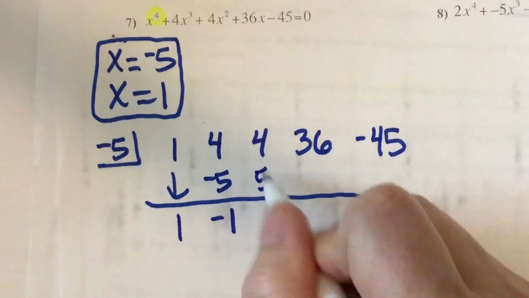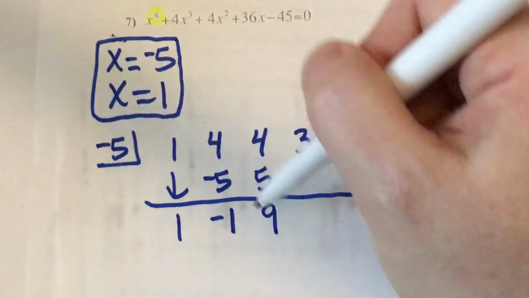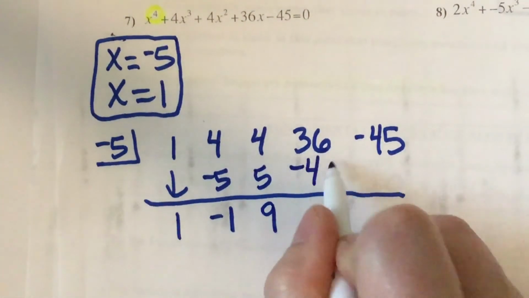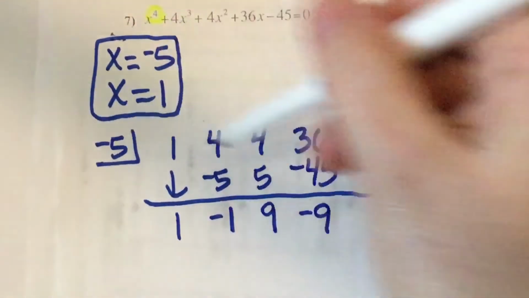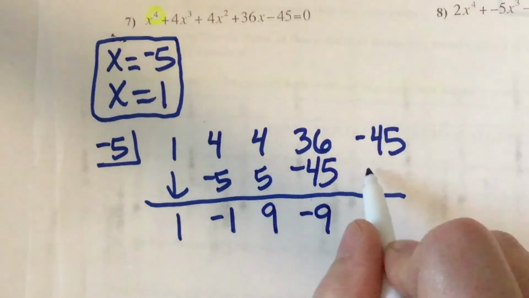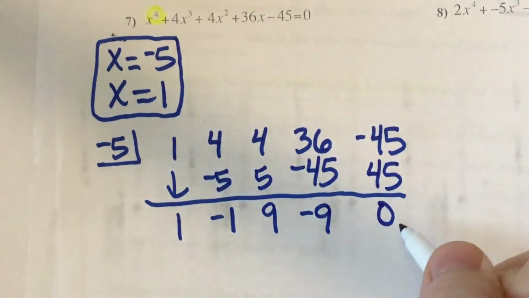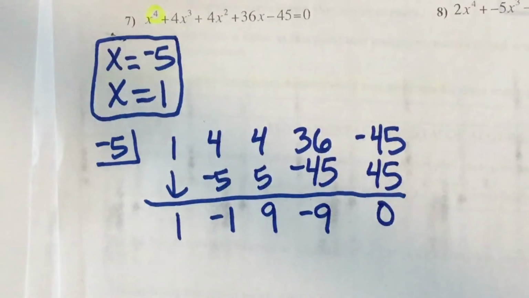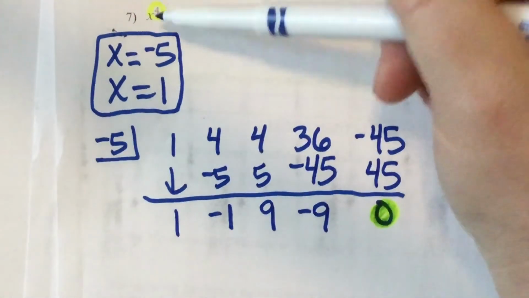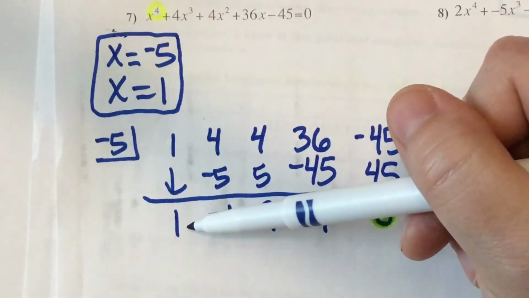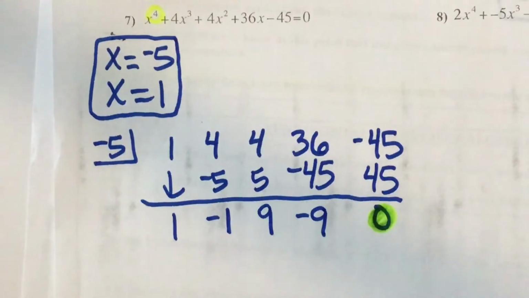Go back to adding. 4 plus 5 is 9. Back to multiplying. Negative 5 times 9 is negative 45. If I add these, I get negative 9. If I multiply the negative 5 and negative 9, I get 45. And if I add those, I get 0. Now, I always want that remainder to be 0. So if my remainder is 0, I'm looking pretty good. Now, so far, my x to the 4th has only gone to x cubed. So I'm going to do synthetic division with my other 0 to get it to the x squared.